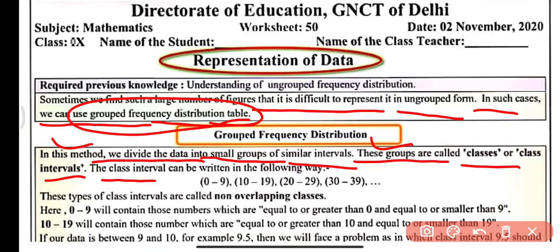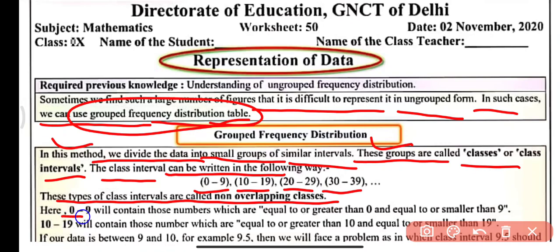The class intervals can be written in the following ways. You can see here 0 to 9, 10 to 19, 20 to 29, 30 to 39. You can see here no values are overlapping. So these types of class intervals are called non-overlapping classes. इनको हम क्या बोलते हैं, non-overlapping classes बोलते हैं.